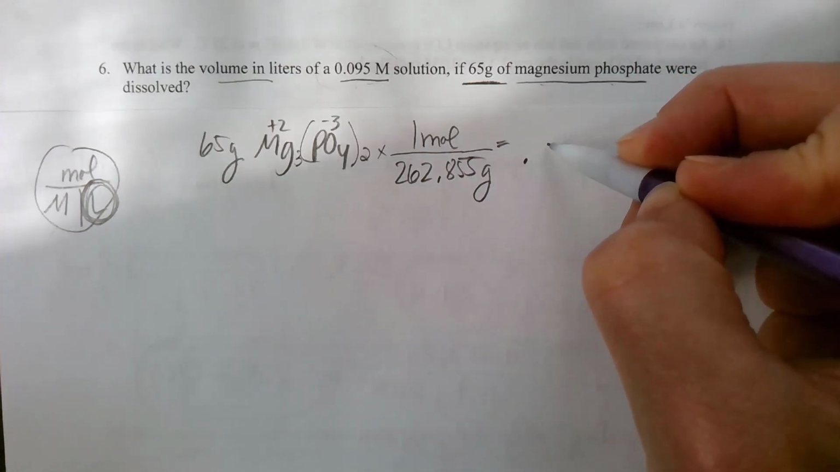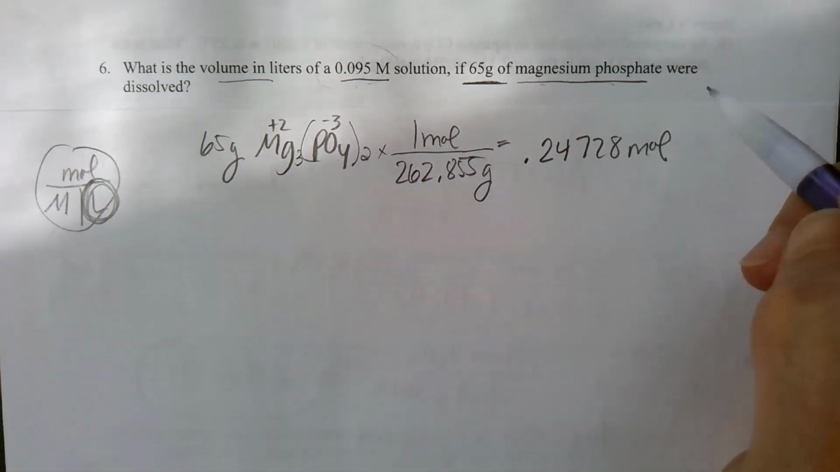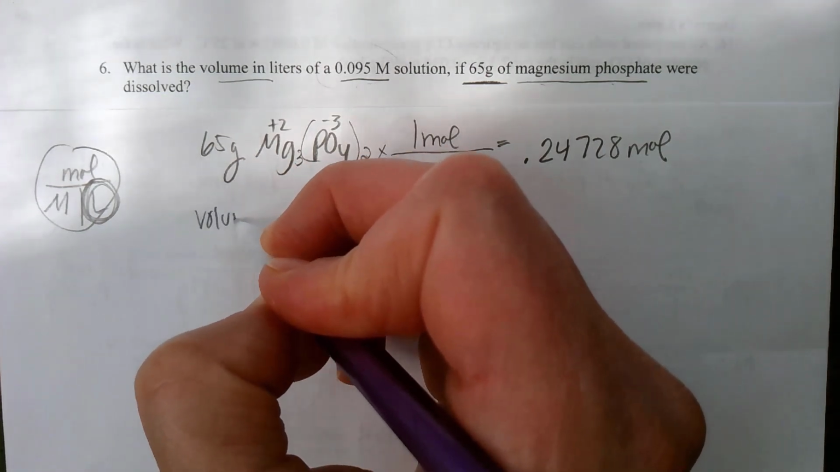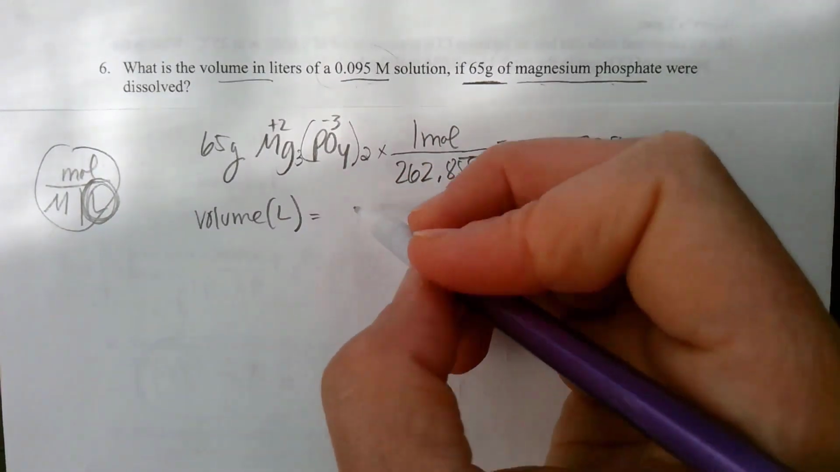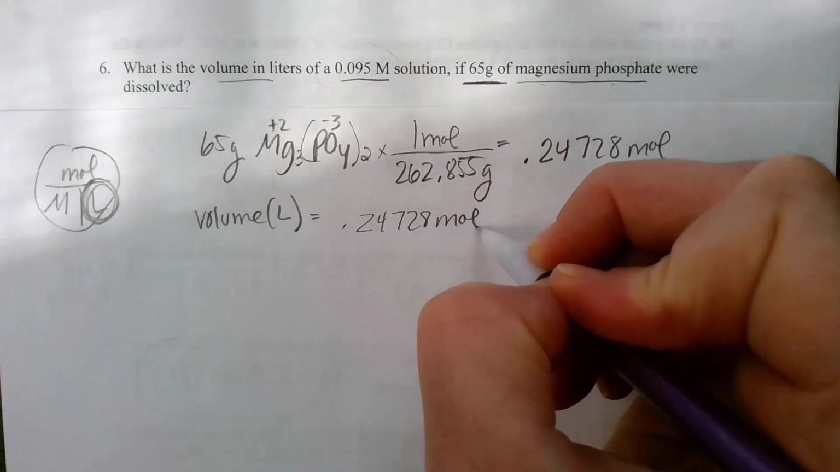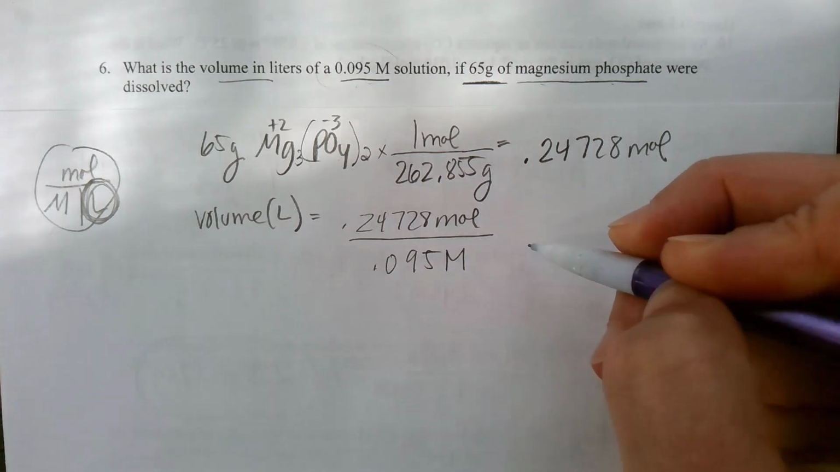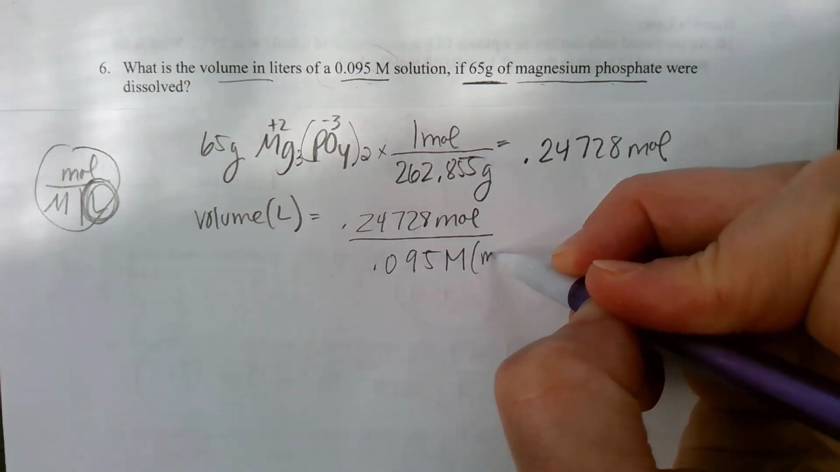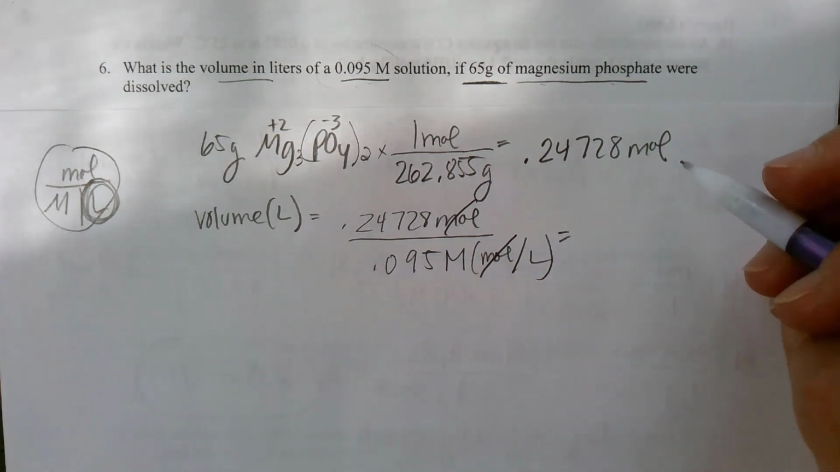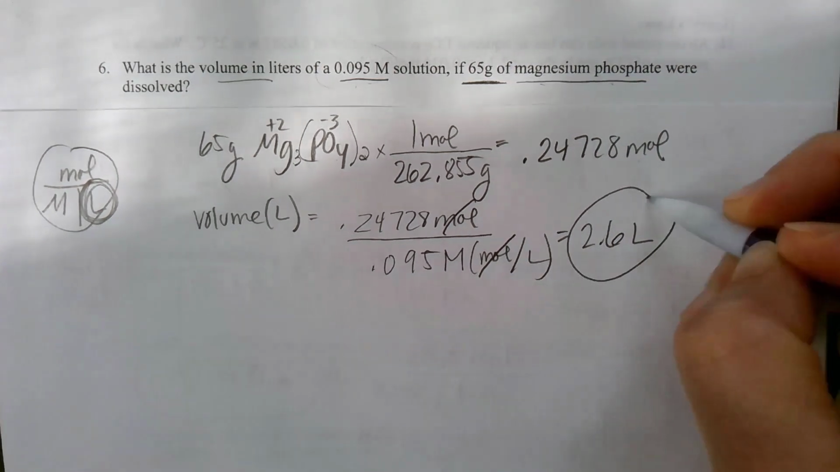And I'm going to plug and chug here, 0.24728 moles. So I know moles now, and I know molarity. So to find volume in liters, it's moles divided by molarity. 0.24728 moles divided by 0.095 M. And remember, M is moles per liter, and that's why the moles will cancel out. Okay, that gives us a volume of, and we want 2 sig figs, 2.6 liters.